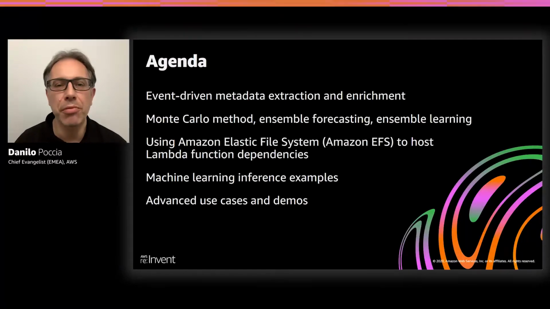Ensemble methods also work very well because you can use Lambda functions to run all the components of an ensemble method in parallel. And then one of the problems you might have is how can I manage the dependencies of my functions if I need many libraries. And that's where the Elastic File System can help. So we'll see how you can use EFS to host your function dependencies. And using this, we will see a few examples for machine learning inference, and also some demos of how you can use this with, for example, random forest classifications and other interesting use cases also related to Jupyter notebooks.